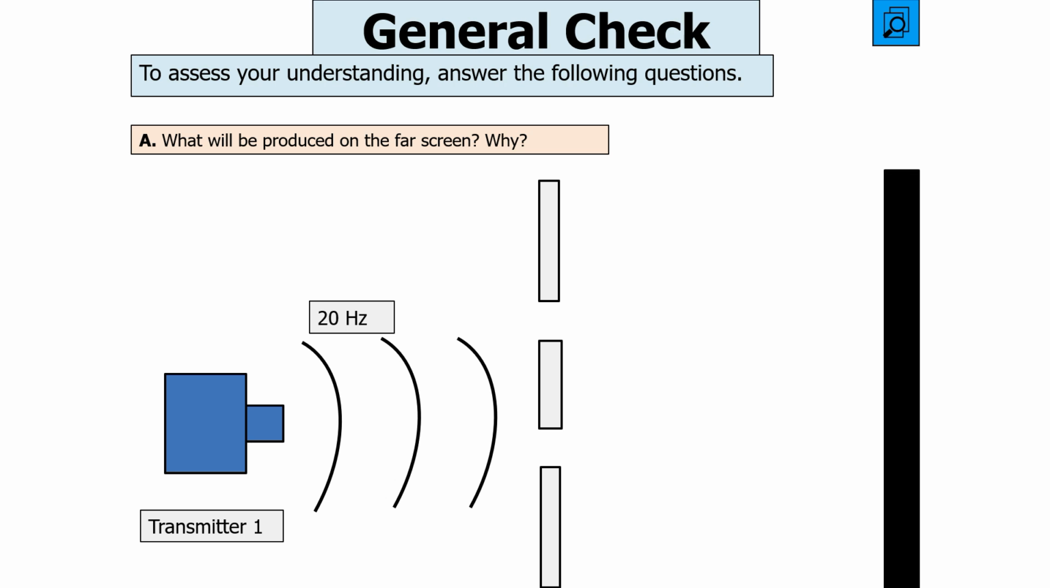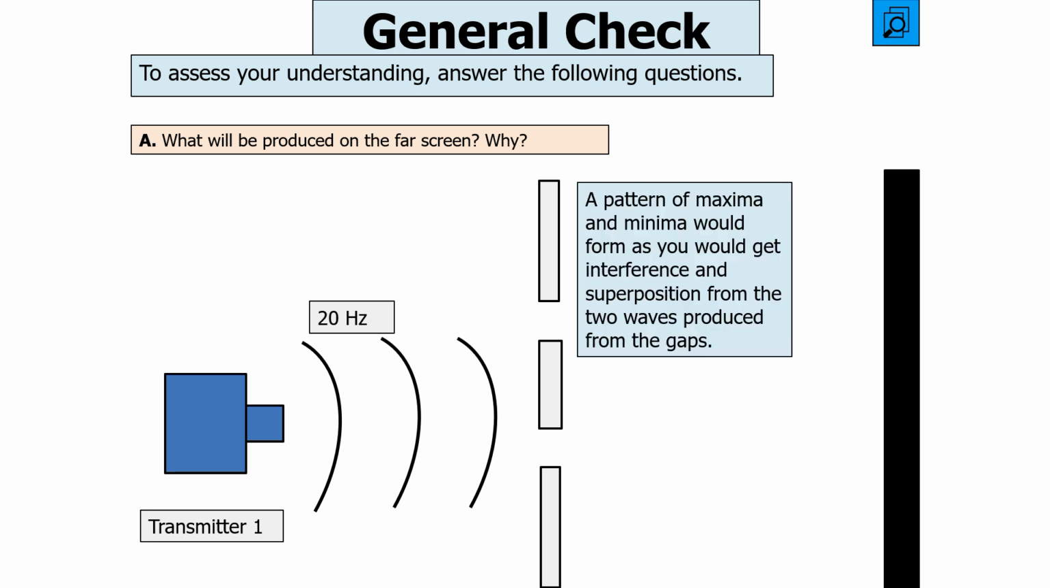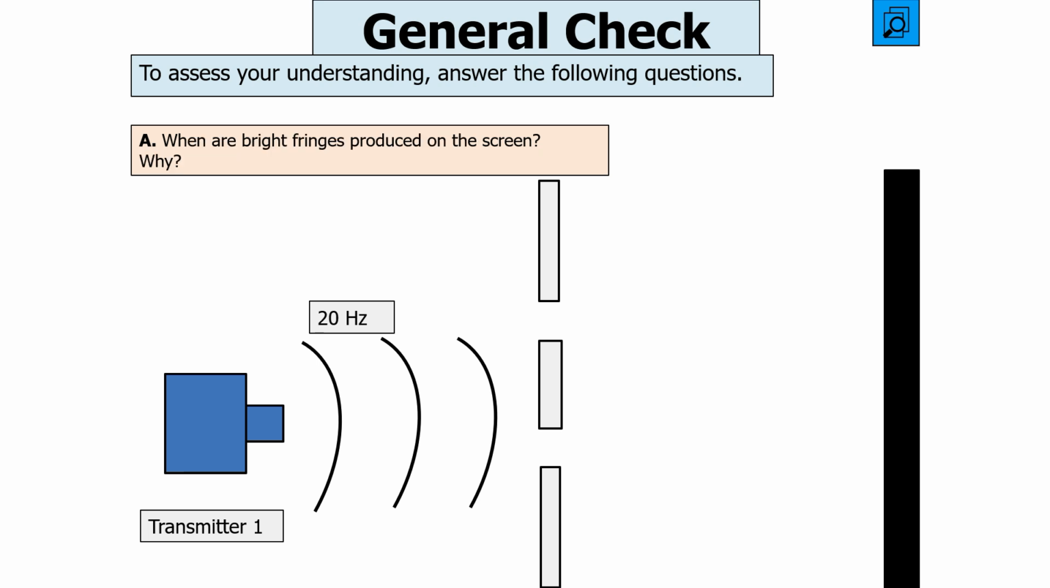What will be produced on the far screen and why? A pattern of maxima and minima would form as you get interference and superposition from the two waves produced from the gaps.